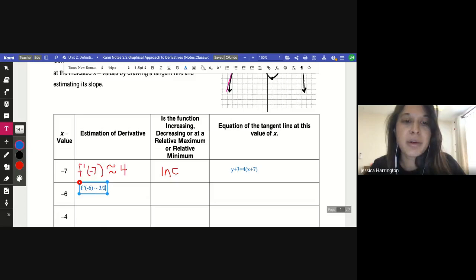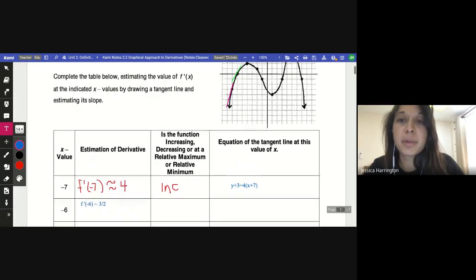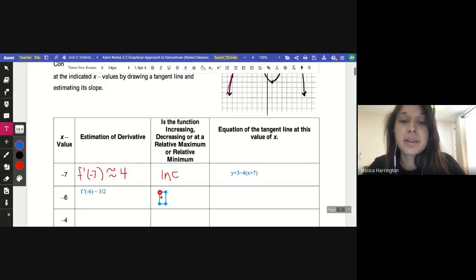And depending on how exact your drawing is, this is going to be different. And now, is it increasing, decreasing, relative min or max? It's still increasing there, so I'm going to write increasing.